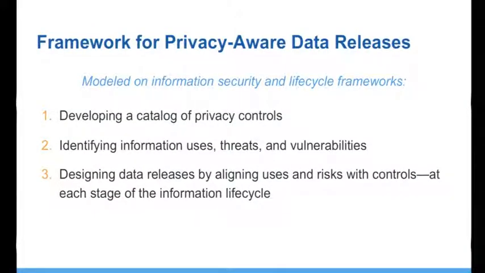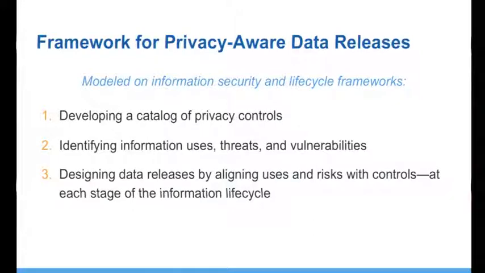In our work, we've proposed a new framework that's modeled on information security approaches and a life cycle approach to data management. It involves developing a broad catalog of privacy controls, identifying the intended data uses and the components of privacy risk, including both privacy threats and vulnerabilities separately, that are specific to a particular setting, and then designing data releases that calibrate appropriate privacy controls to the intended uses and privacy risks in a particular setting. And this is done at each stage of the information lifecycle, from collection through long-term storage and use.